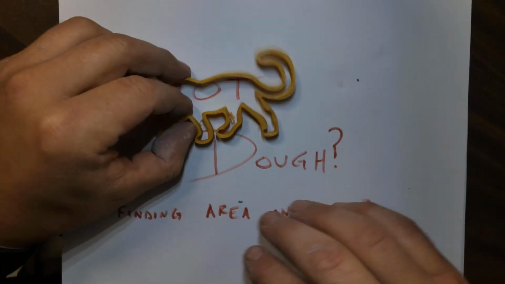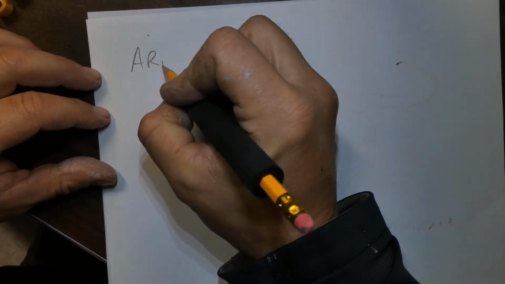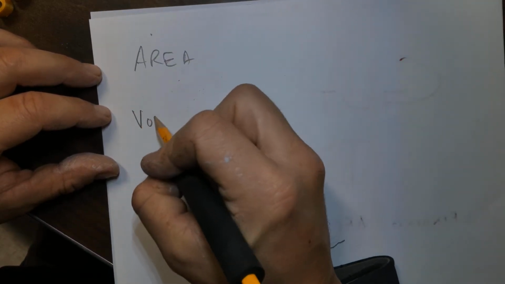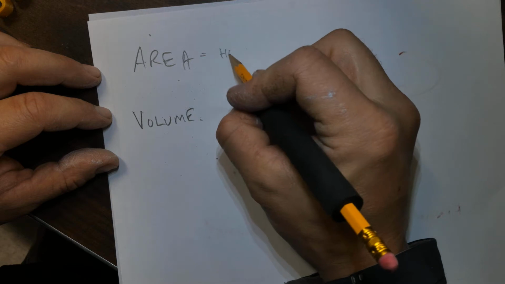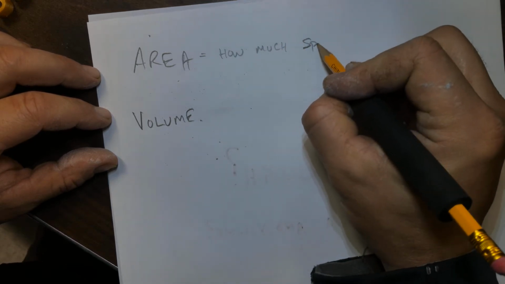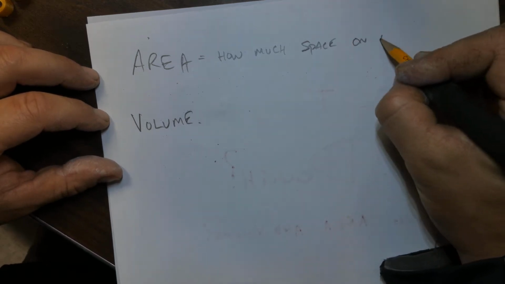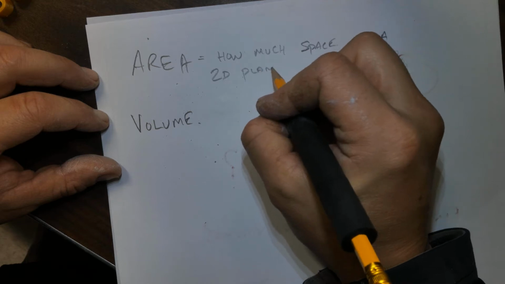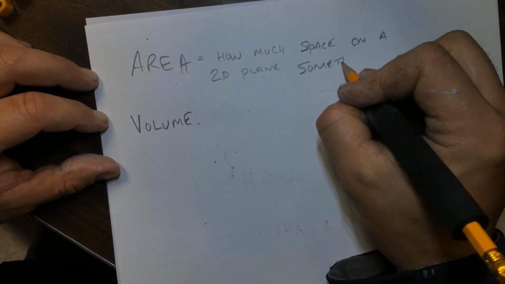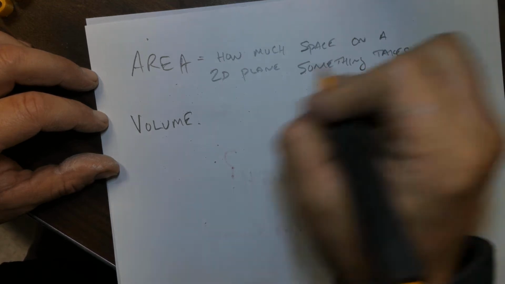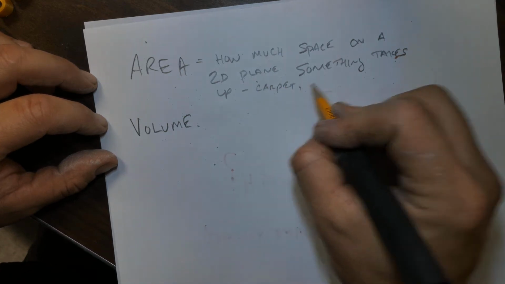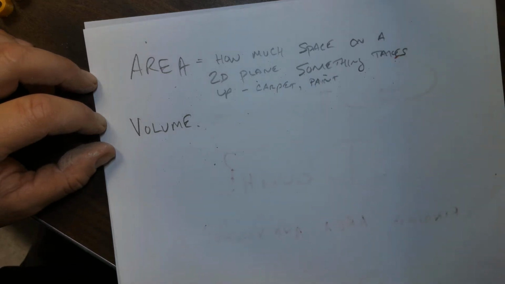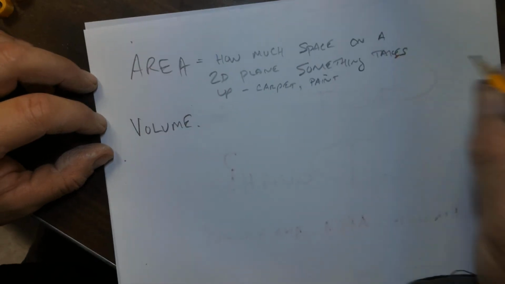So first we got to understand a couple of basic concepts. Those concepts are area and volume. Area is how much space on a 2D plane something takes up. So you're thinking things like carpet, paint, I don't know, boogers on a window, whatever. But that's area.